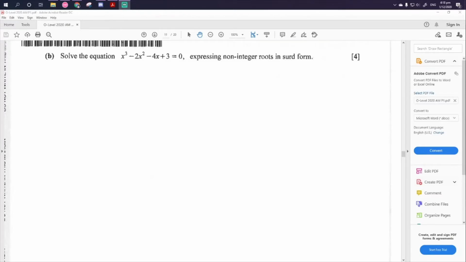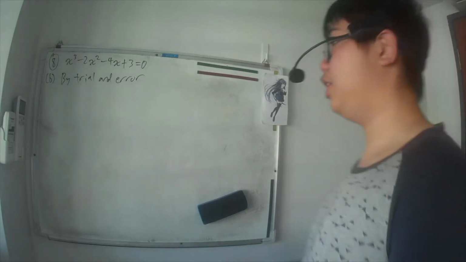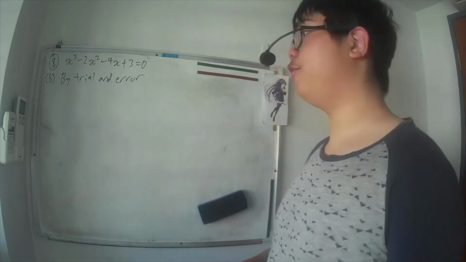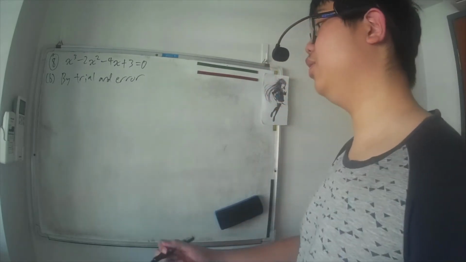Question 8, part B. Solve the equation x cubed minus 2x squared minus 4x plus 3 equals 0, expressing non-integer roots in surd form. Okay, of course your first step is your trial and error thing. Press calculator. If you're on a Casio, you press mode 3, 4. Not sure how you do it on other calculators, but if you know, then that's good.